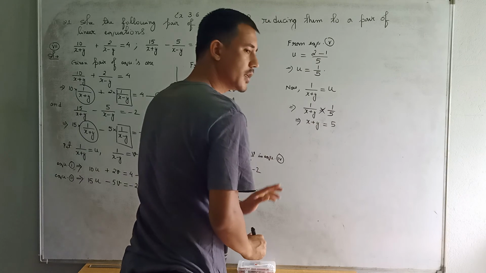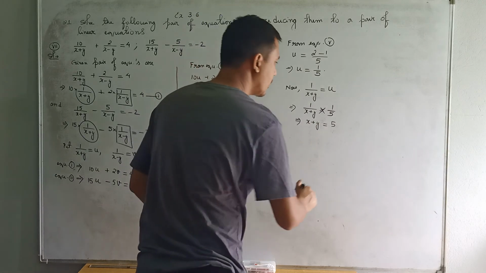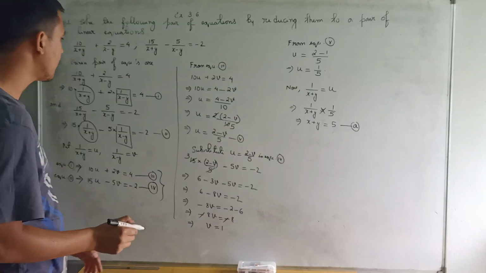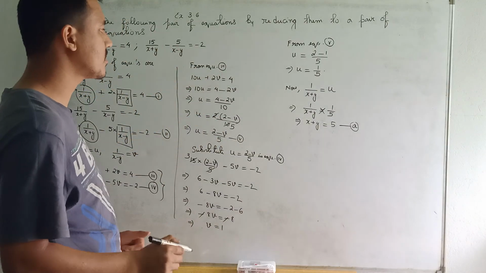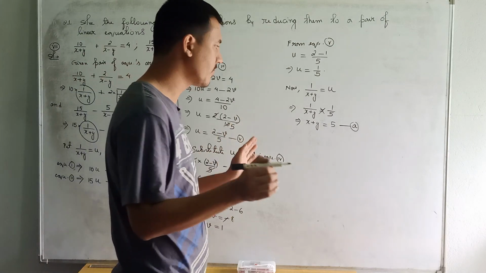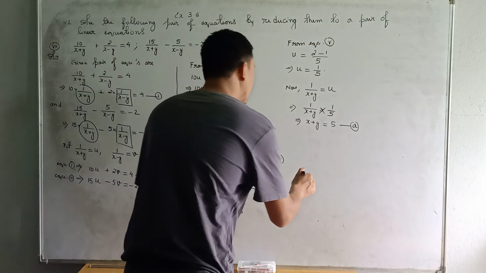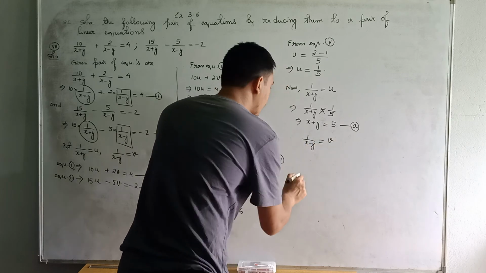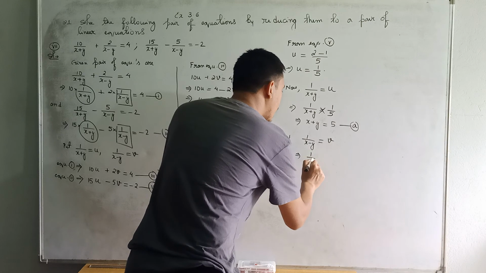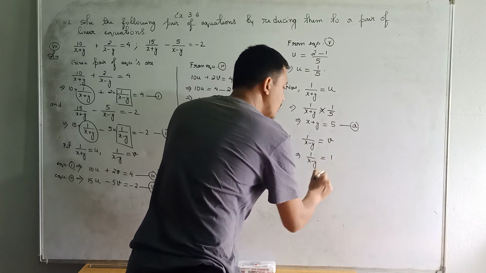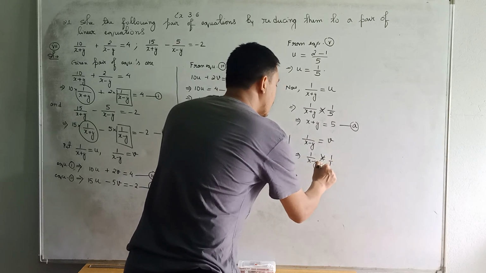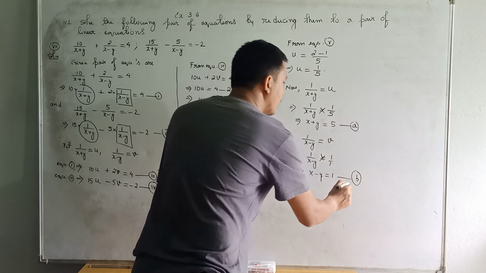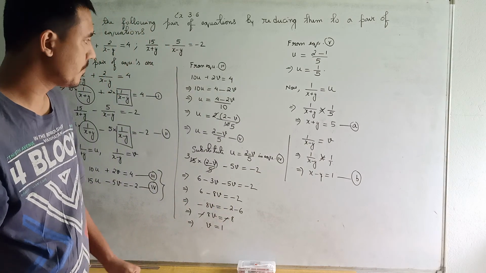x is unknown, y is unknown. This is a new equation, equation number A. Let it be A, because we have up to 5 equations. No, let me not write 6, 7, 8. And we have replaced 1 by x minus y by v. So 1 by x minus y is equal to v, which is 1. If you cross multiply, x minus y will be equal to 1. Equation number B. We need to solve A and B now.